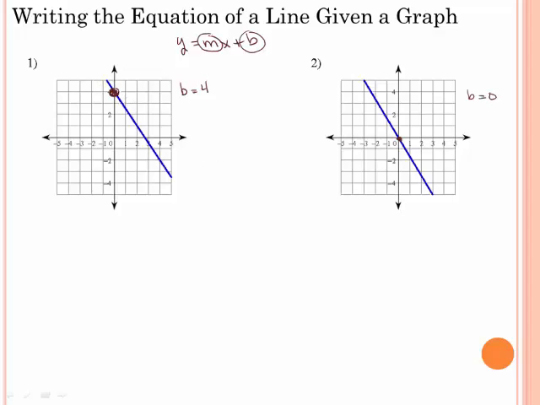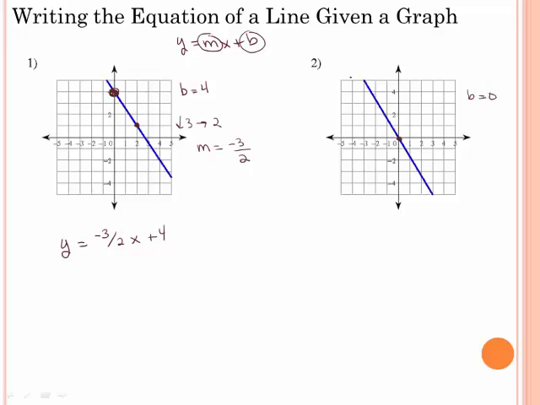Then we move along the graph until we find another perfect point, and the perfect points are the points that go right through the crosshatches. And then we count how many spaces up or down, and then to the right. Up will be a positive slope, down will be a negative slope, as long as we always go to the right. So I go down 1, 2, 3. So I went down 3, and then over 1, 2. So that makes my slope negative 3 over 2. So the equation of this line is y equals negative 3 halves x plus 4.